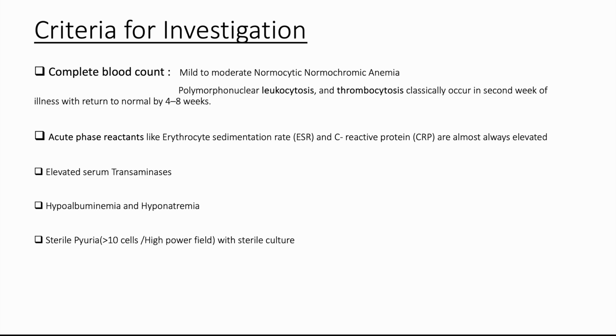Then coming to the investigations. Previously we saw the criteria for clinical manifestations; now we are going to see the criteria for investigation. First, in the complete blood count, there will be mild to moderate normocytic normochromic anemia, polymorphonuclear leukocytosis, and thrombocytosis, which classically occurs in the second week of illness. Acute phase reactants like ESR and CRP are almost always elevated. Then elevated serum transaminases, hypoalbuminemia, hyponatremia, and sterile pyuria of more than 10 cells per high power field with sterile culture.